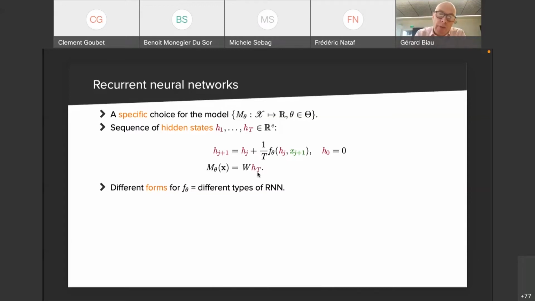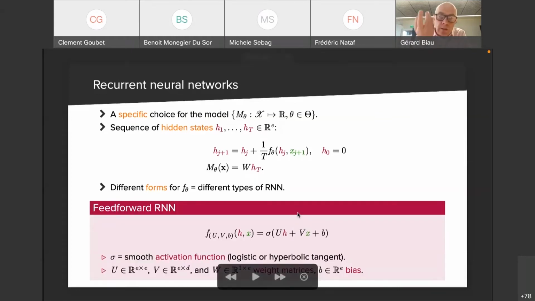Of course, different forms for f_theta, which I didn't specify for now, lead to different types of recurrent neural networks. This mechanism is called RNN, a recurrent neural network. The typical network that I will discuss today is the so-called feed-forward RNN. A feed-forward RNN just means that this function f_theta has the following form.